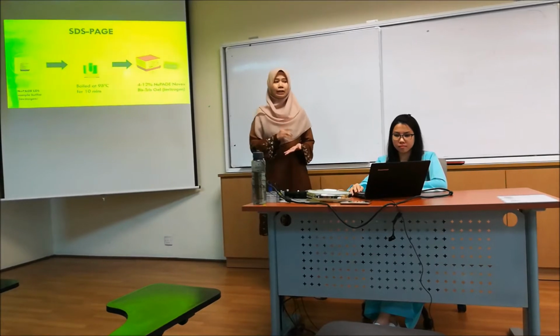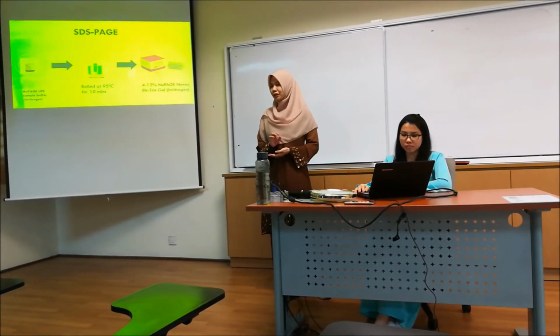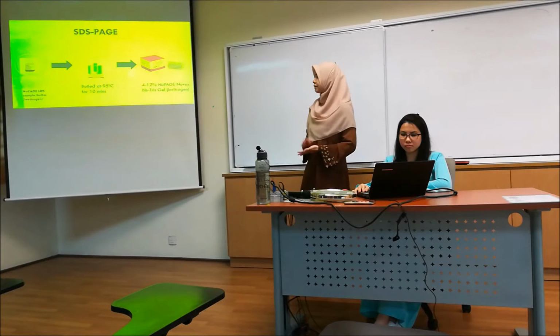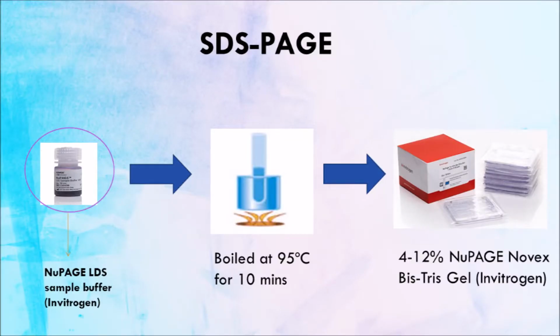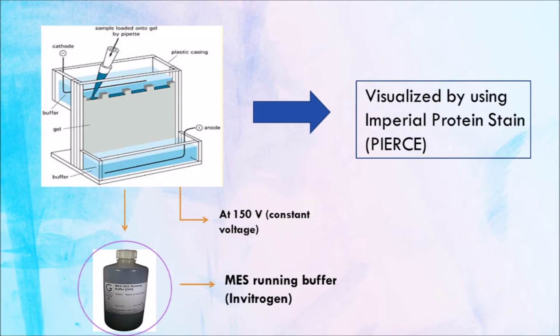First, aliquot 30 microliters of membrane fraction and resuspend it in the NuPAGE LDS sample buffer, then boil at 95 degrees for 10 minutes and load into the 4 to 12% NuPAGE Novex Bis-Tris gel. After that, the electrophoresis is performed at 150 volts, constant voltage, in the MES running buffer. The last step is that the protein is visualized by using infrared fluorescence staining.